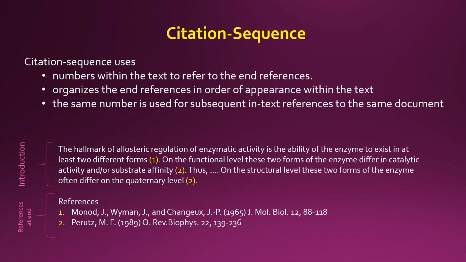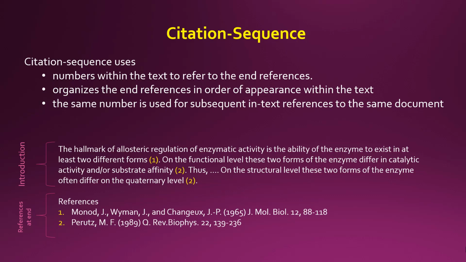Here's a quick example of the citation sequence. So citation sequence uses numbers within the text to refer to the end references. It organizes the end references in order of appearance within the text. So that's the sequence part of the citation sequence formatting. The same number is used for subsequent in-text references referring to the same document.